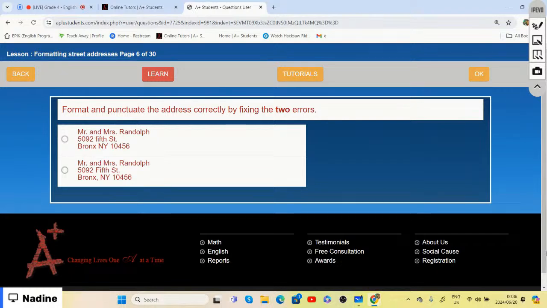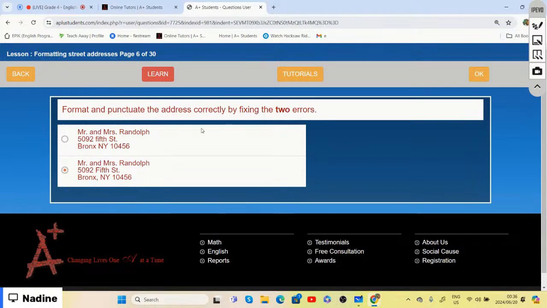Remember, if you find any errors in one of the options, then it is not the correct one, because there should be no errors. All right, and if we were to choose the correct address, with no errors or no punctuation errors, then we would go with option two again.